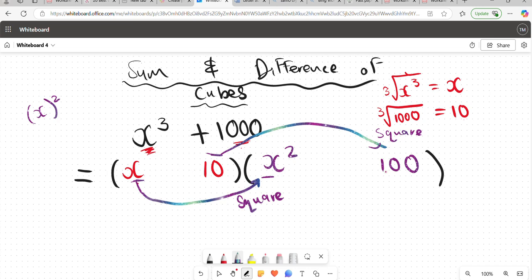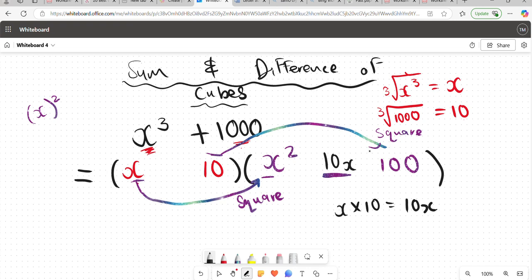The second bracket has 3 terms there, so there's one more term missing in the middle. How do I get that? I times the x with the 10. So the guys that I have in my first bracket, I just multiply those guys. So what is an x times a 10? It's just a 10x. So the 10x goes there.